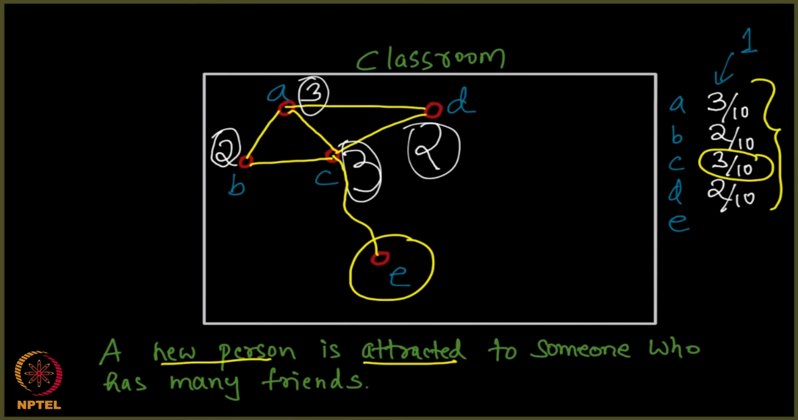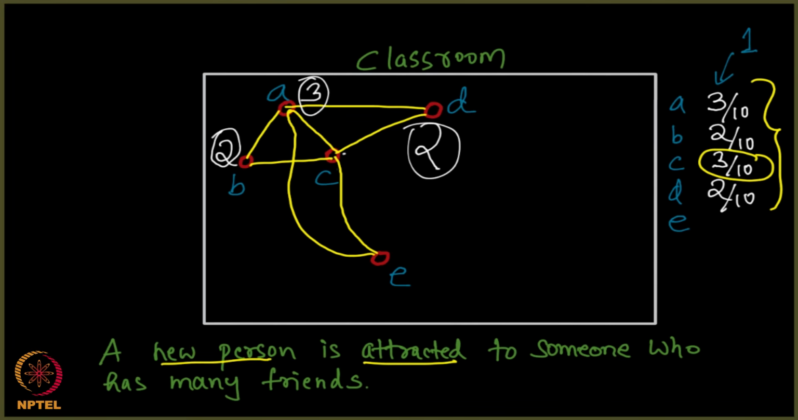Alright, so let me assume that E actually ends up making friends with C and in fact A, which means what does it mean? I should now update the degree of C. It is no more 3. It will be 1, 2, 3, 4. Right? The degree of C is 4. And the degree of A also happens to be 4.